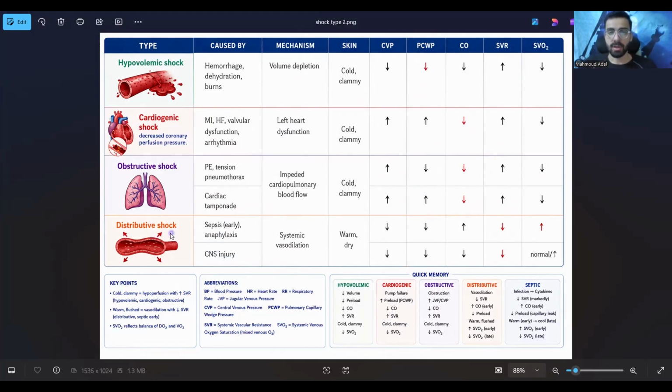Regarding the distributive shock, the mechanism is widespread systemic vasodilation. Whether caused by sepsis, anaphylaxis, or spinal injury, the hallmark parameter is low systemic vascular resistance. Okay? And I want you to take note that the O2 saturation is high with sepsis, especially in early sepsis. Okay? And the cardiac output too is going to be high. So we have to note that the cardiac output is high and the O2 saturation is high with a low systemic vascular resistance. Okay?